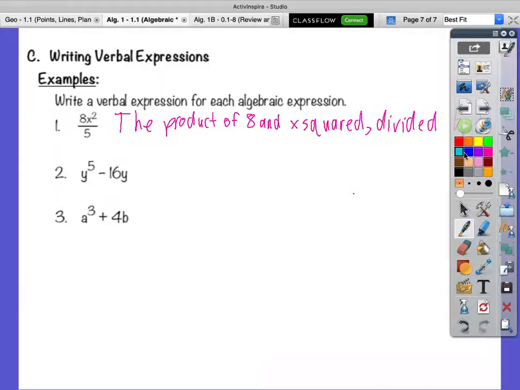Now, is there only one way we could do these? Is there only one right answer? No. There's a lot of right answers, a lot of different right answers, okay? Who has one they think is good? Okay, Nexaria? I said the product of 16y taken away from y to the 5th power. I like that.